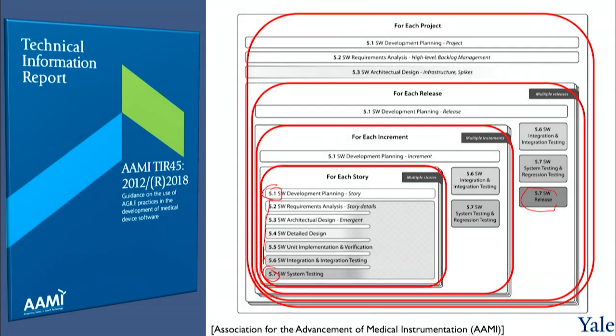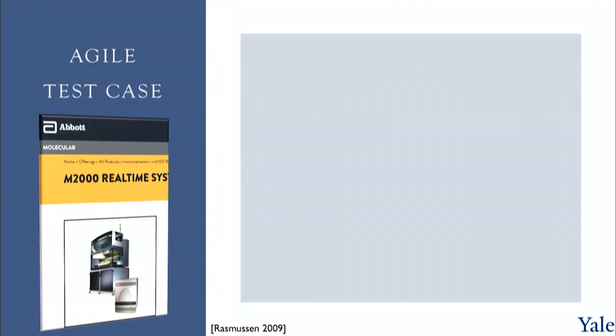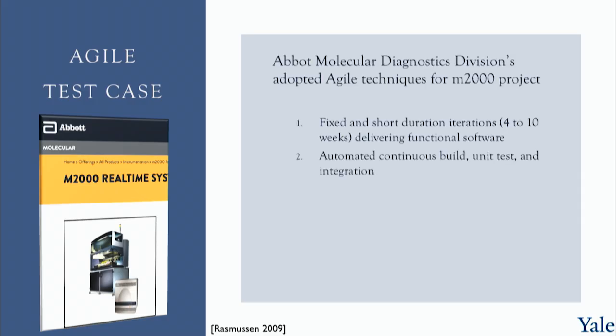So at the beginning of a project, we do the planning, the requirements analysis, and the initial design. But then, of course, this design and all of these things will be updated as we go through the system. There's an interesting Agile case study from Abbott Molecular, on the development of software for one of their systems. Abbott Molecular Diagnostics Division adopted Agile techniques for their M2000 project.